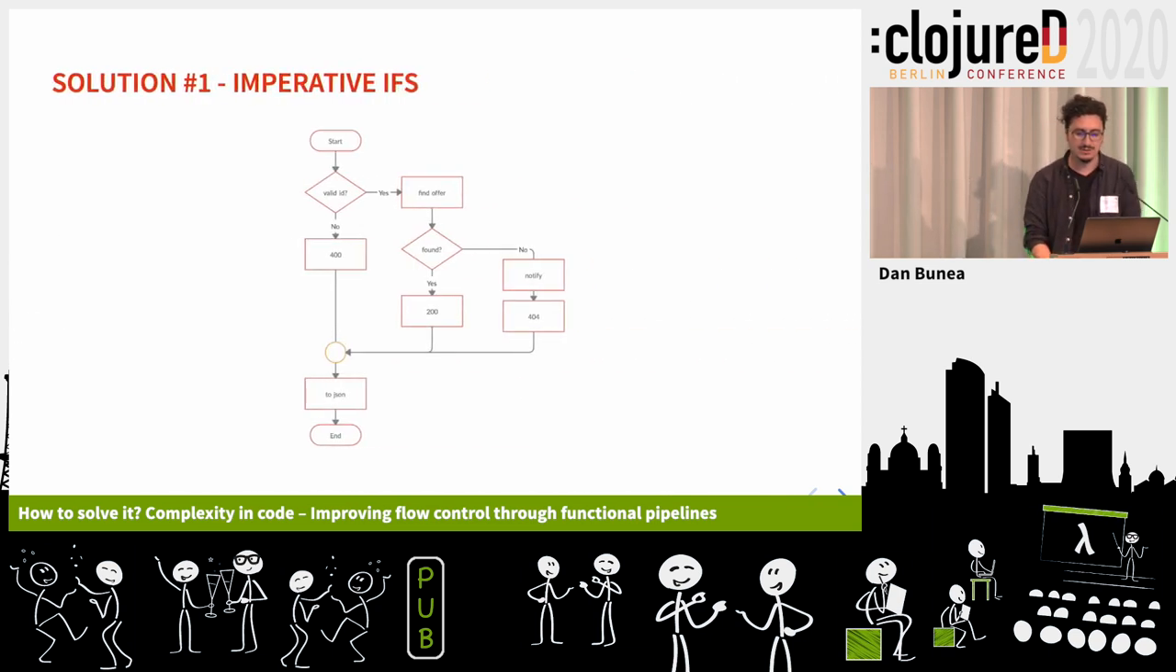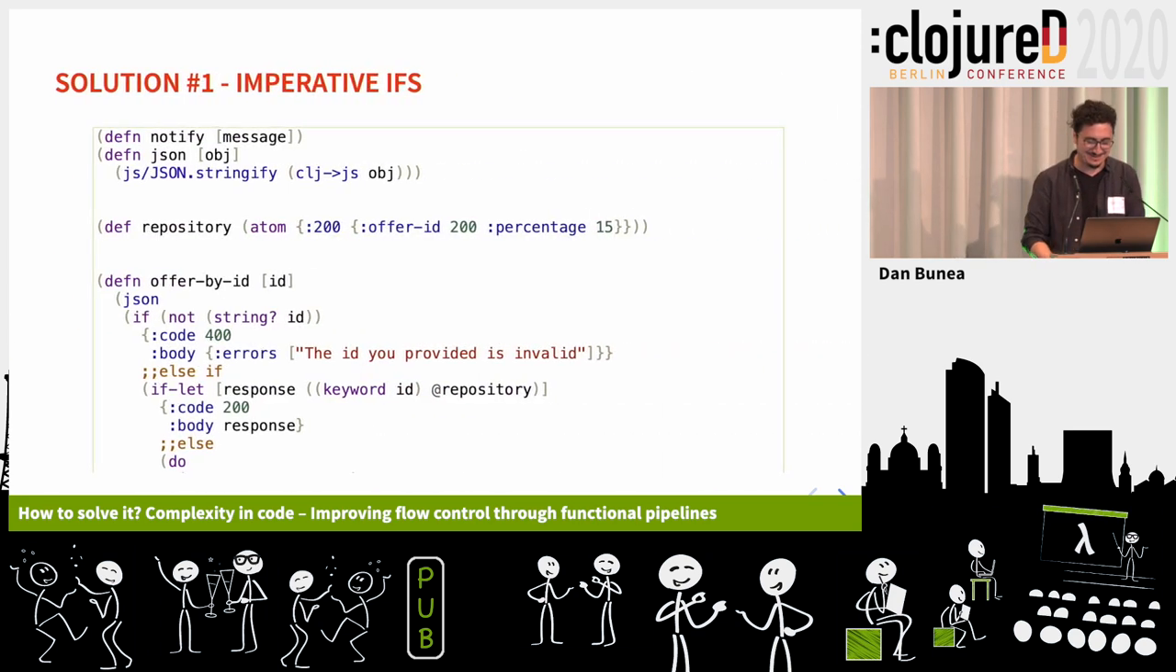And the very first solution, I said, OK, this will be imperative ifs. And the schema is kind of like that. If you have a valid ID, then go find it from some database or repository. And if it's found, then return a 200. If it's not, notify the deposit, return a 404, then transform everything to JSON. This wasn't really necessary, but I needed more steps. So that's kind of how we will do it.